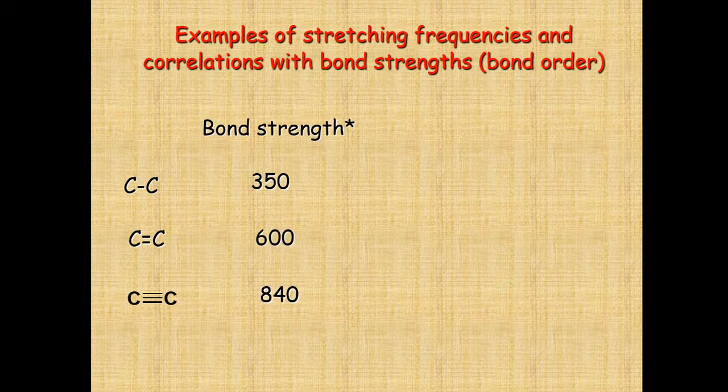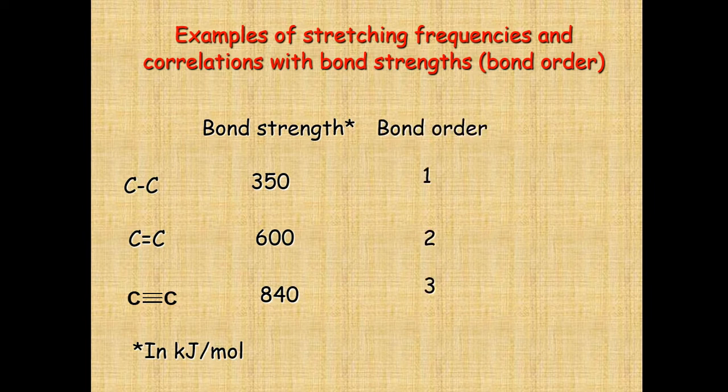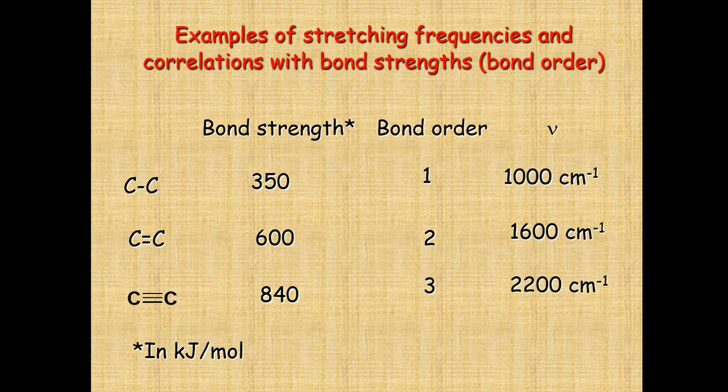You can see that the bond strength of the carbon-carbon single bond is 350, the carbon-carbon double bond is 600, while the carbon-carbon triple bond is 840, in kilojoules per mole, with bond orders 1, 2, 3. Now let us see the vibrational frequency. In a single bond the strength is less. In the carbon-carbon double bond the strength is high, so more vibrational frequency is required. In the carbon-carbon triple bond the strength increases again, so more vibrational frequency is required, about 2200 centimeter inverse.